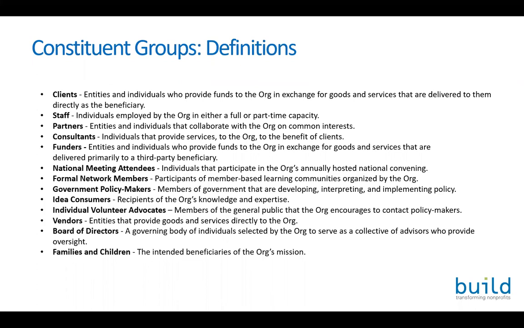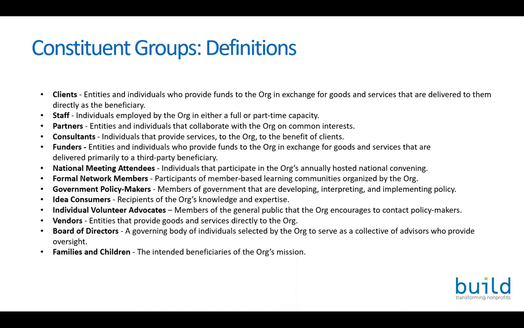Got clients, staff, partners, consultants, funders, national meeting attendees, formal network members, government policymakers, idea consumers, individual volunteer advocates, vendors, board of directors, and families and children. And this has proven to be somewhat durable with some minor changes over the course of the several months since we created this group of definitions and then started working through the constituent journey mapping process for this organization.